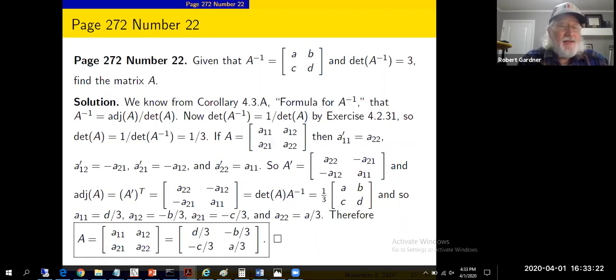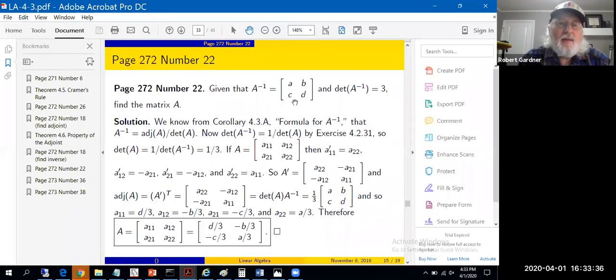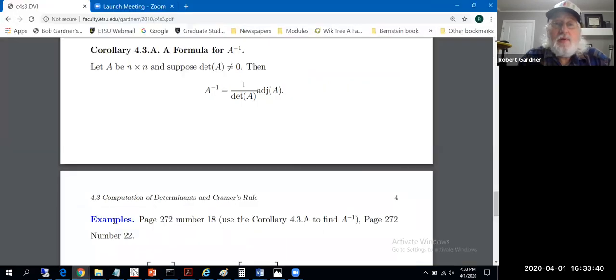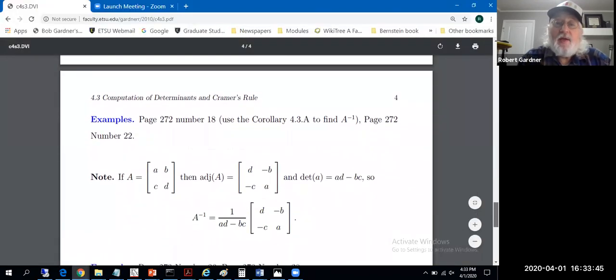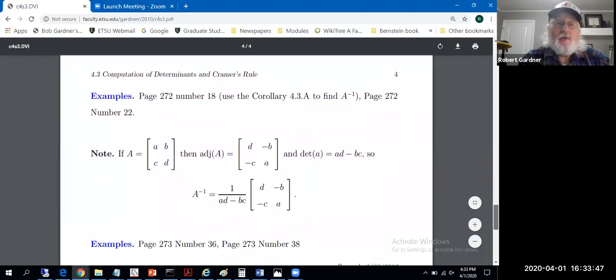So that one's a little bit tricky. It really is just computational. It looks funny because you're taking these double subscripted A's and moving them around, and they're picking up negative signs because of the cofactor stuff. But there's an illustration of a manipulation involving A inverse and adjoints.